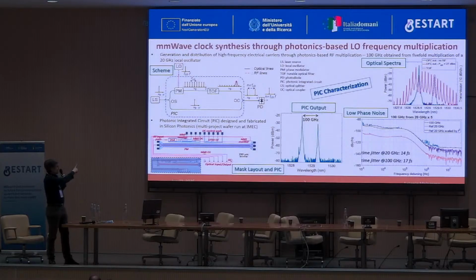So we realized our mask layout, the chip, we tested the chip, and then you can see in the end the phase noise performance. The blue curve is comparable with the violet. The violet is an ideal frequency multiplication of the local oscillator, that is the yellow performance. So we have some excess noise in the low offsets due to the accuracy of the thermal stabilization of the PIC, and in the high offset regime due mainly to decrease of SNR, because of optical losses introduced by the PIC.